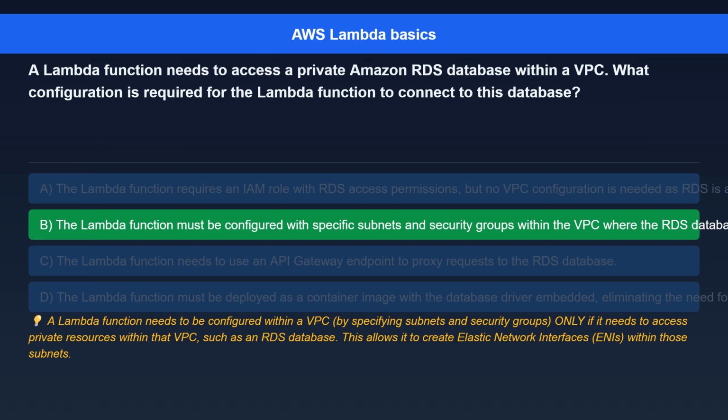The correct answer is the Lambda function must be configured with specific subnets and security groups within the VPC where the RDS database resides. Here's the explanation. A Lambda function needs to be configured within a VPC by specifying subnets and security groups only if it needs to access private resources within that VPC, such as an RDS database. This allows it to create elastic network interfaces, ENIs, within those subnets.